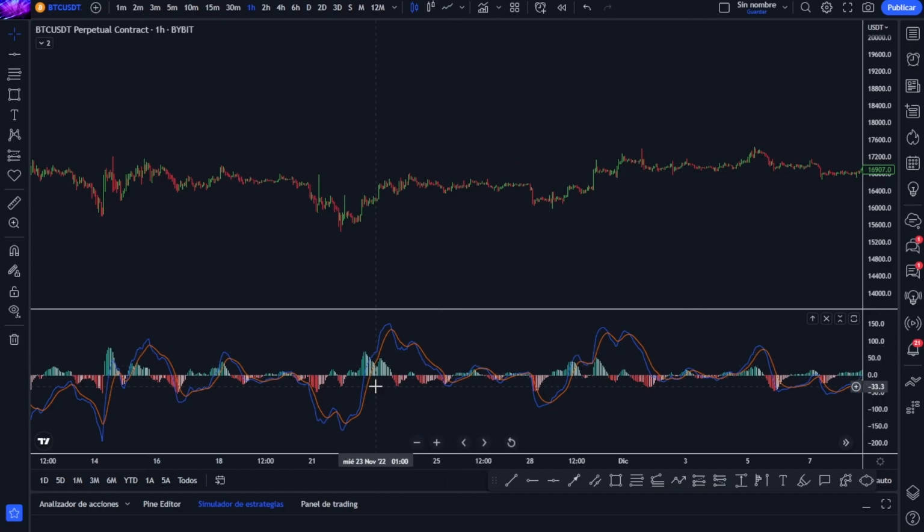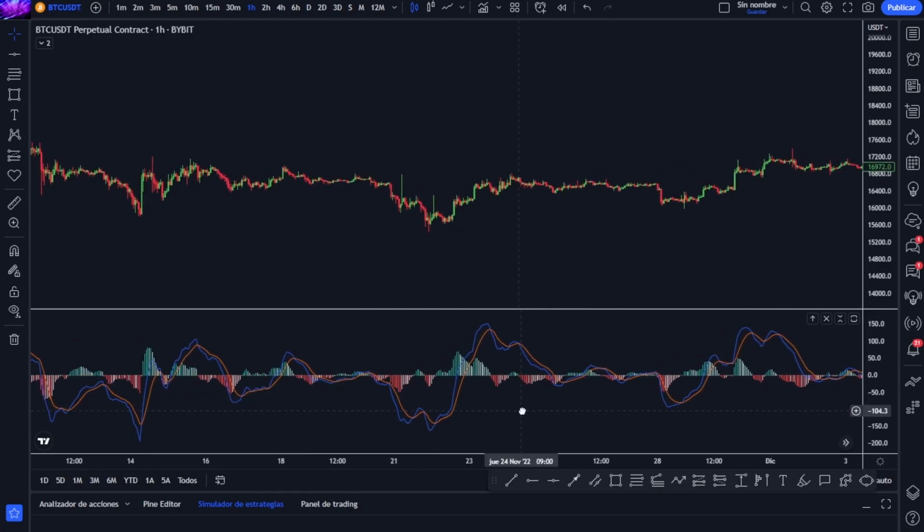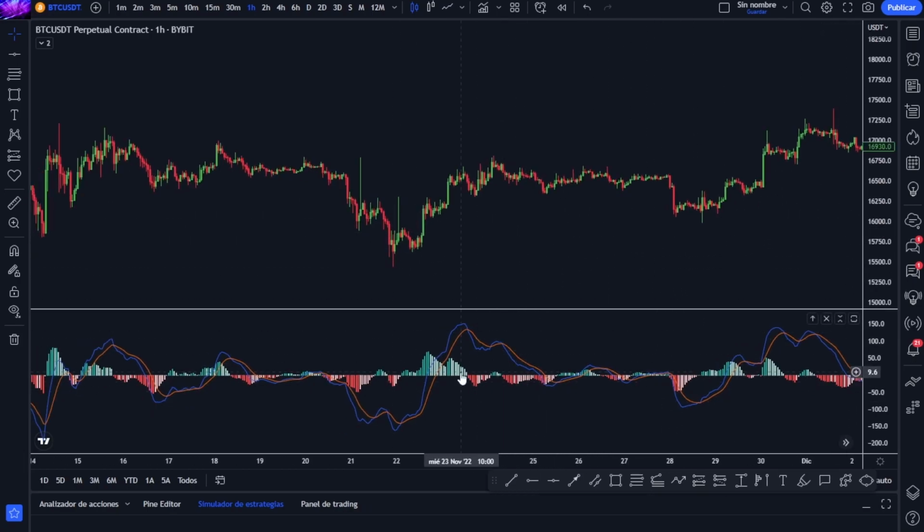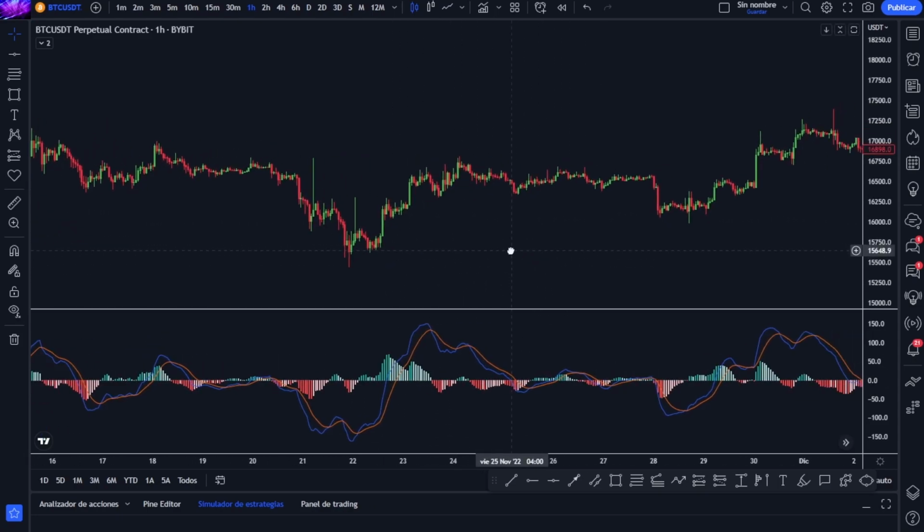We do not have to configure anything in the indicator, since we are going to use it in the most basic and simple way possible, which does not imply that it is less effective, but that the initial configuration is already going to be valid for absolutely everything we want.